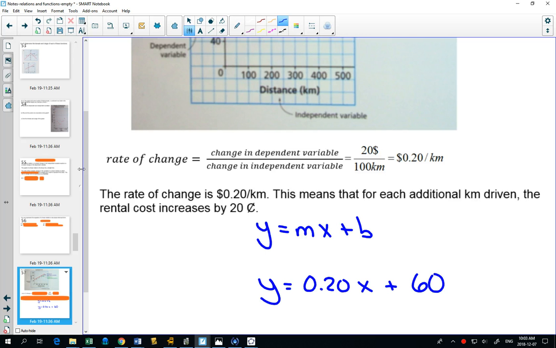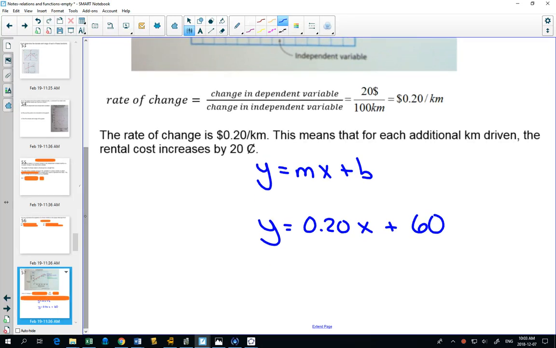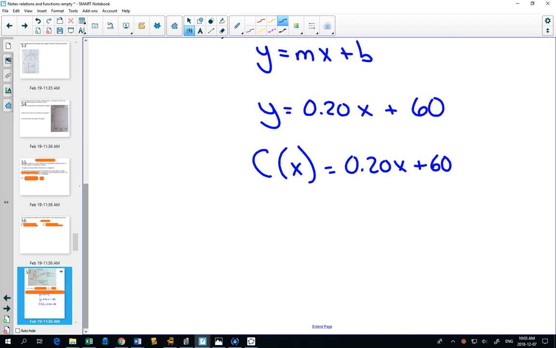And you could either write this in y equals mx plus b. We could also write this as a function. So in function notation, I might use c because c stands for cost. C of x is 0.2x plus 60. And you could use your function notation to solve all sorts of different questions.